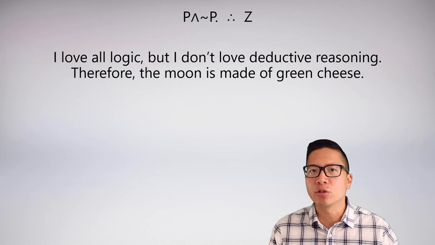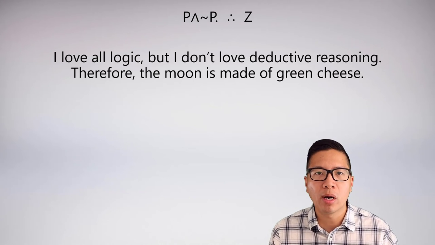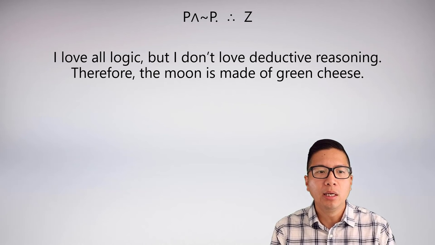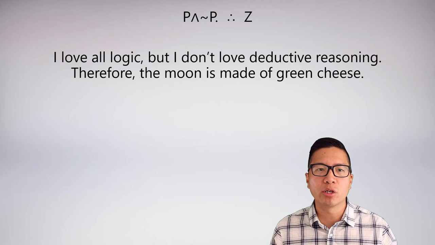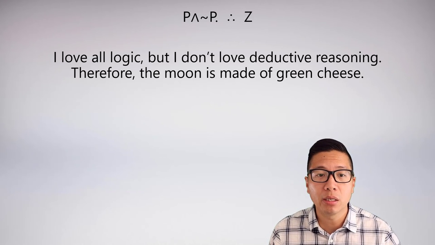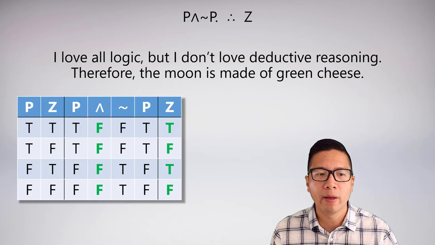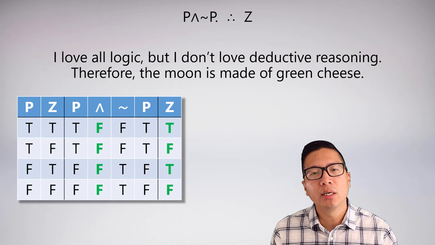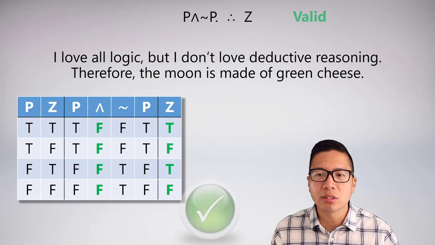Looking back at one of our sort of silly examples, we can again use a truth table to make this really clear why this argument was actually valid. So here: I love all logic, but I don't love deductive reasoning, therefore the moon is made of green cheese. Well, when I symbolize that, that looks like P and negation P, therefore Z, because Z has nothing to do with my P and not P. Now here's the full truth table for it. It's quick and easy because there's only two atomic letters, but it turns out this is valid.